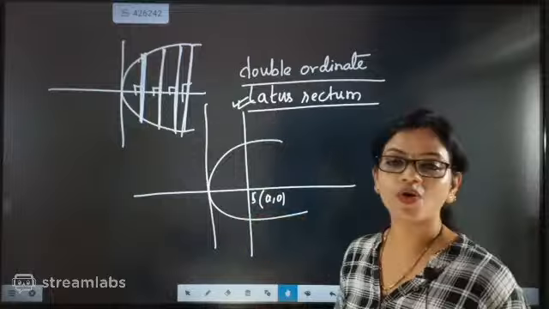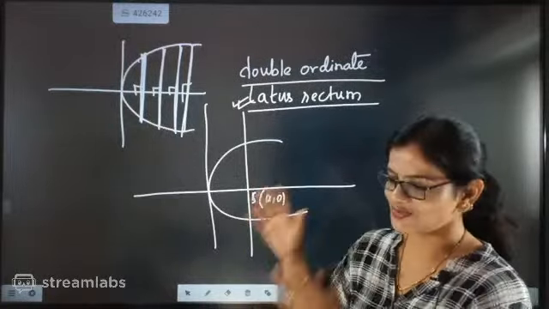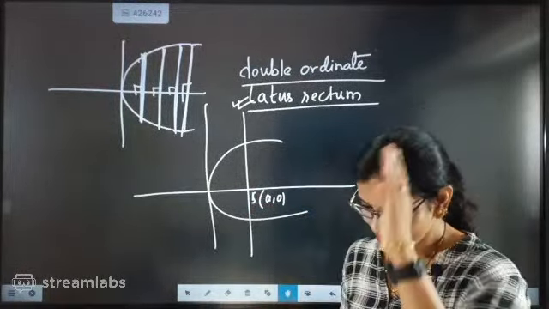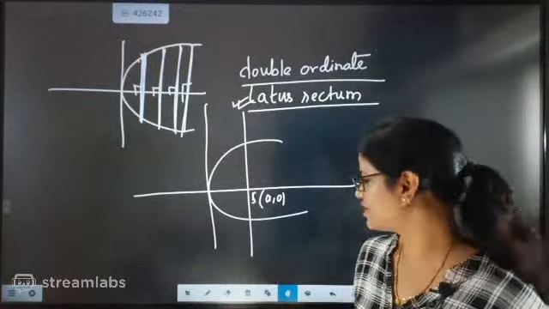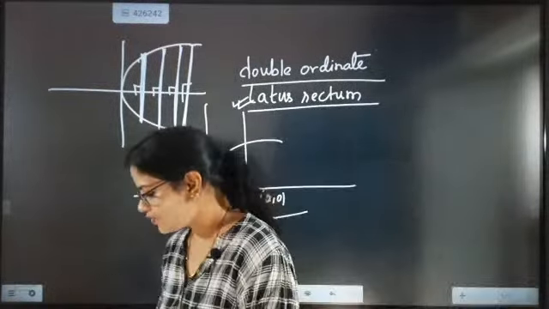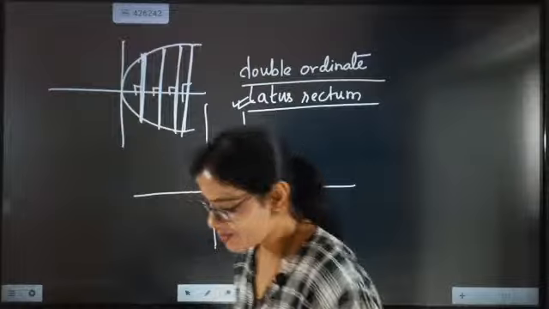Now one thing is, what is the latus rectum? The latus rectum is a chord which is passing through the focus. That's it. Fine. Shall we go for the different types of parabolas?